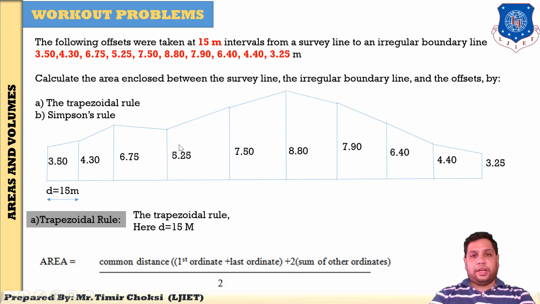Here one problem is given. Here the following observations are taken at 50-meter interval. So d equals 15 meter, students. First you have to count the ordinates. So here 1, 2, 3, 4, 5, 6, 7, 8, 9 and 10. So here 10 means an even number of ordinates is given.